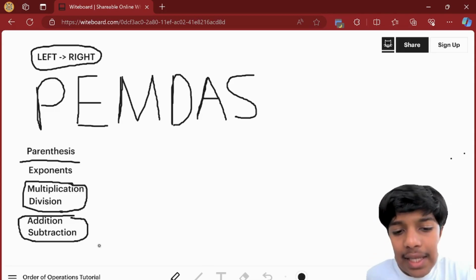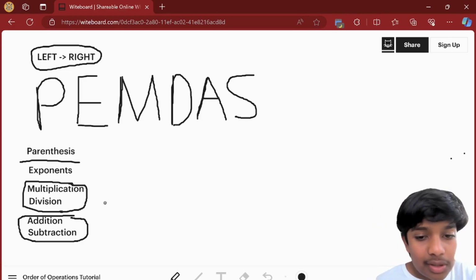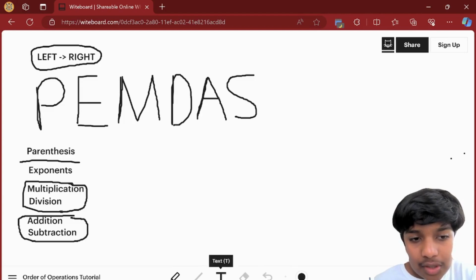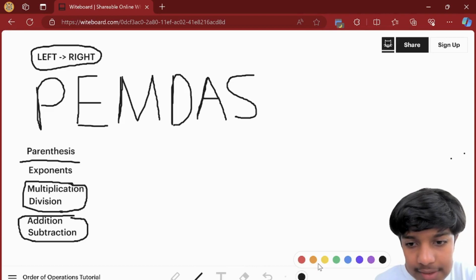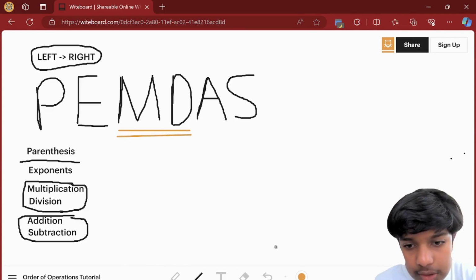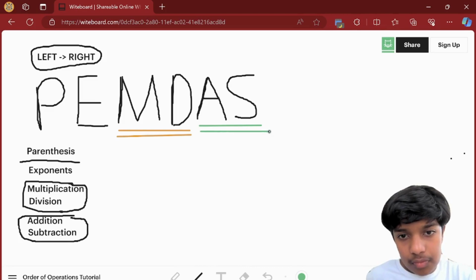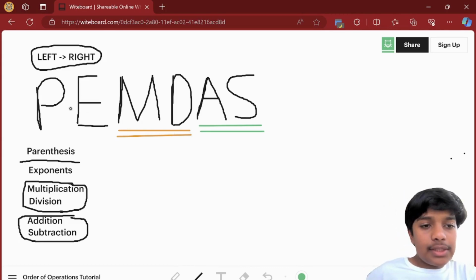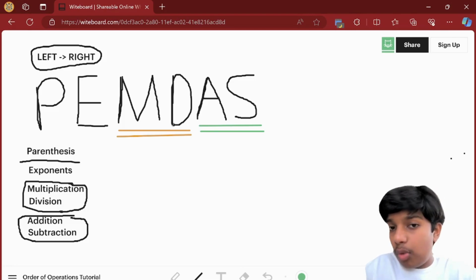Basically, the reason why I boxed, or at least the thing that looks like a box, is the multiplication, division, and addition and subtraction. That's because multiplication and division go together, and so does addition and subtraction. Those are the last two, given the last two importance. Multiplication and division are given more importance than addition and subtraction.